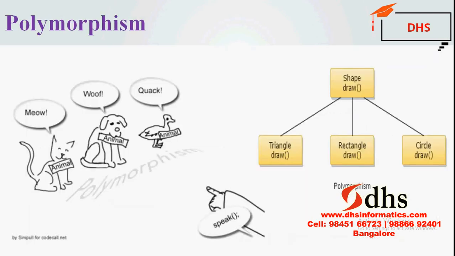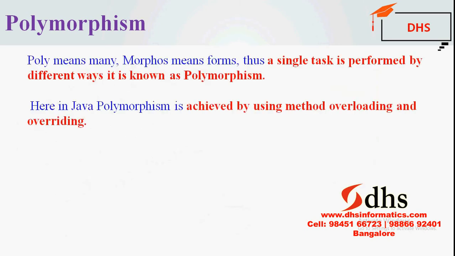Next we have polymorphism. Here you can see shape draw is there. That may be a triangle, rectangle or a circle. Poly means many, and morphos means forms. Thus a single task is performed in different ways. For example, draw is there, and that may be a triangle, circle or rectangle. So a single task performed in different ways is known as polymorphism.